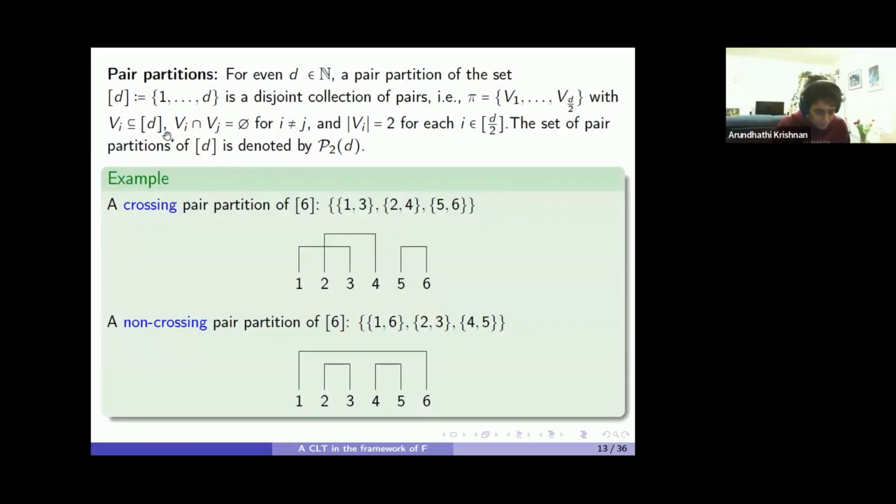So a pair partition of D is just a disjoint collection of pairs, V1 to V_{D/2}. Each V_i is a set of cardinality 2 sitting inside the set 1 to D. And V_i and V_j are disjoint when i is not equal to j. So it's just exactly what it sounds like. And we write the set of pair partitions as P2(D). I've just got an example here for a crossing pair partition of 6. The crossing literally means that these two pairs cross each other, 1, 3, and 2, 4. And here's an example of a non-crossing pair partition where none of the pairs cross each other.